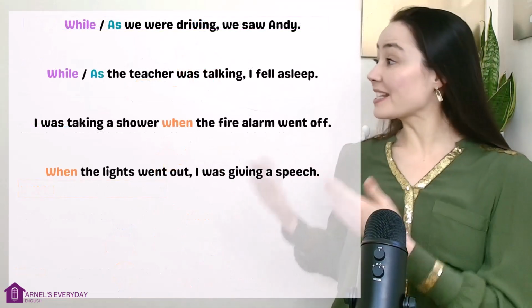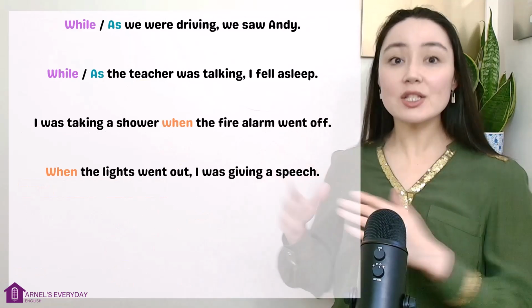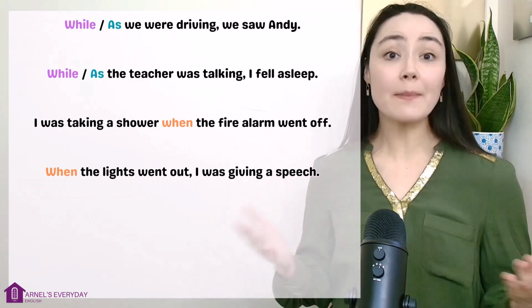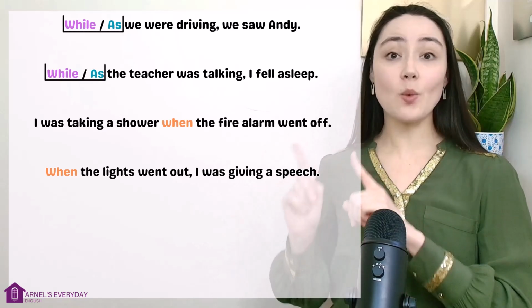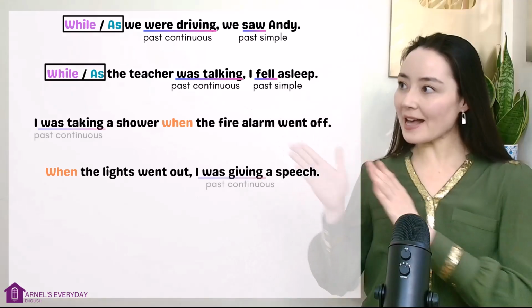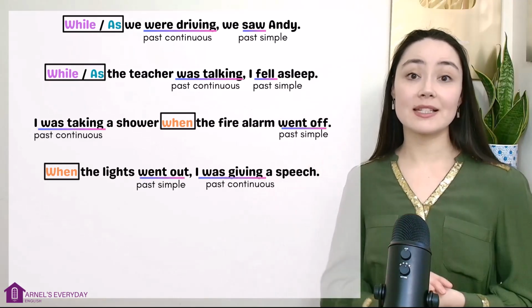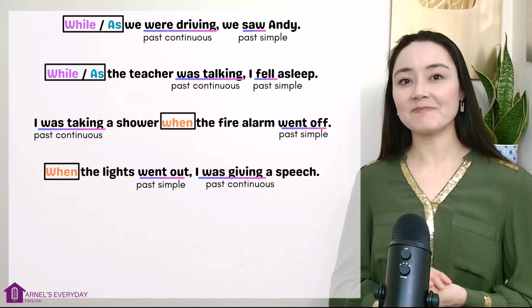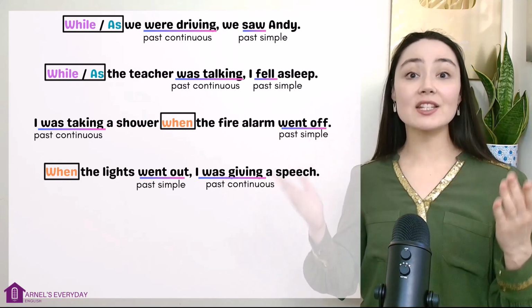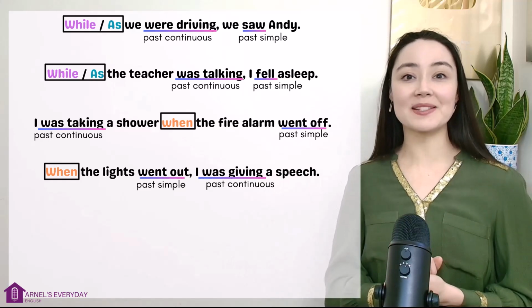Here are the examples we've looked at so far. These are the tenses you normally see in grammar books. As or while plus past continuous and past simple. Past continuous, when, plus past simple. This is standard and common. Let's do two more examples.